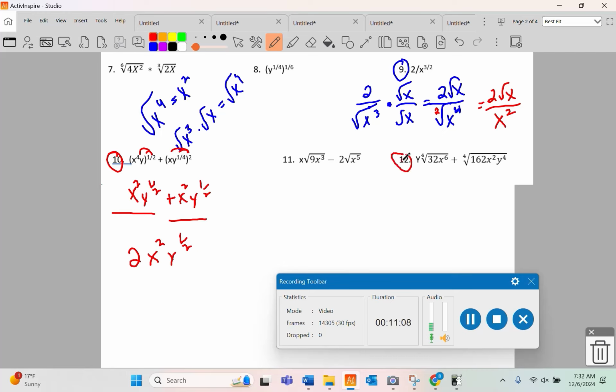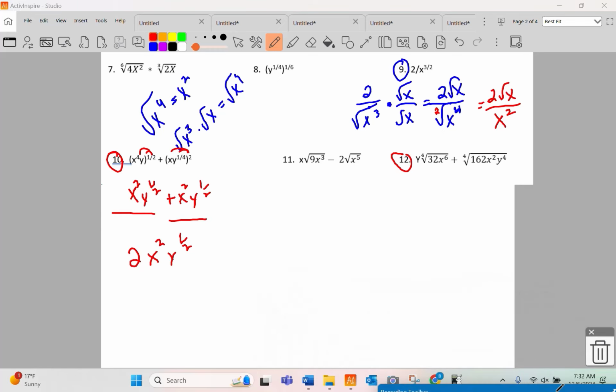12's up next. You've got 4th roots, both the same radical. That's nice. When the radicals are different, things get a lot rougher. Let's just see what we can do. 32 is 16 times 2. There's an x to the 6th, 4th root, so x to the 4th, x squared. And there's still a y out front. 162 is 81 times 2. We have an x squared, y to the 4th.